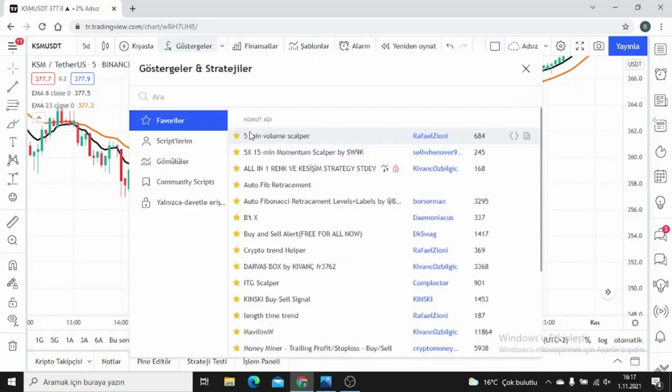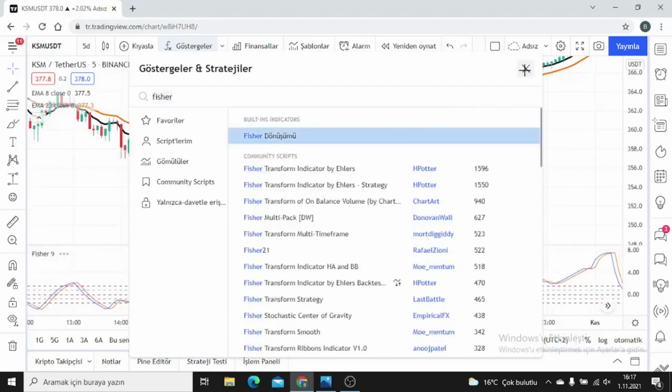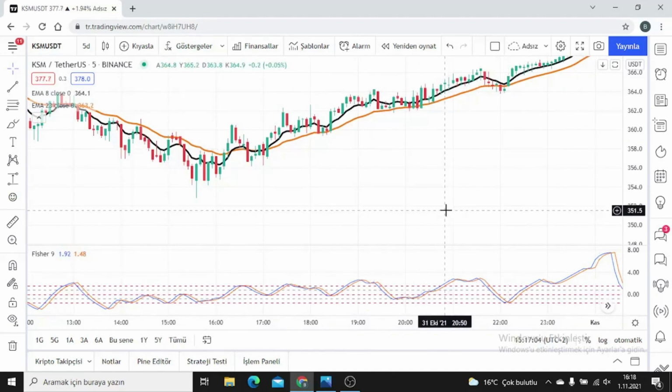This will be the indicator we call Fisher transform. How do we understand this? Let me tell you first. I have given a lot of information about Fisher in other training videos and trading videos. If you watch those videos, you will know completely about Fisher.